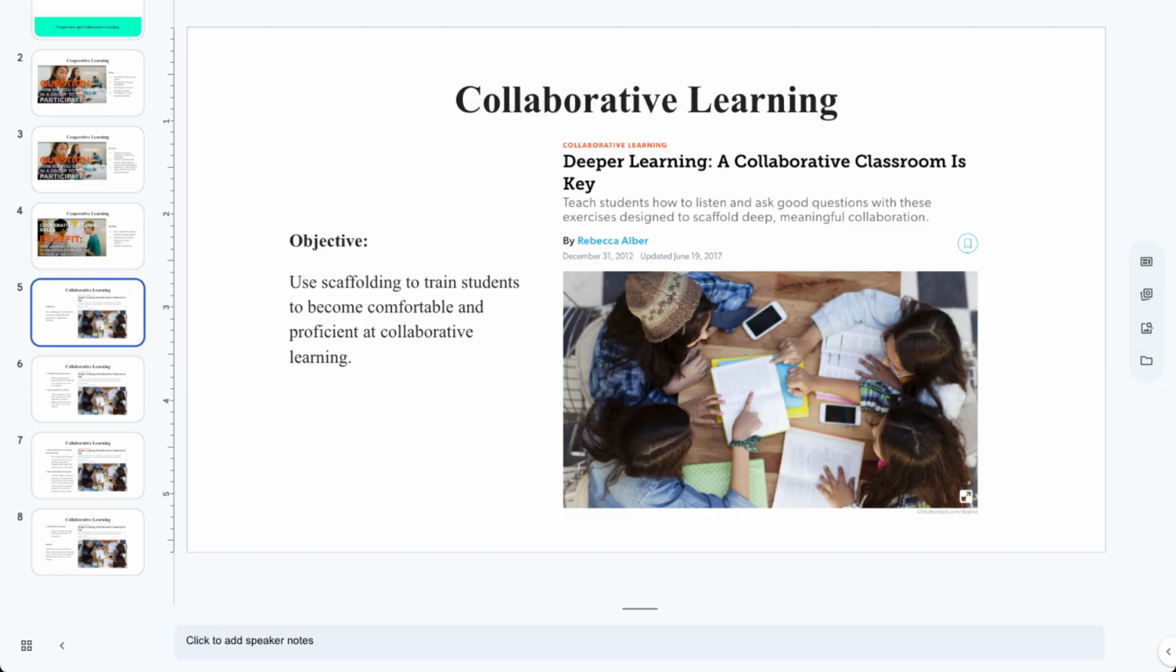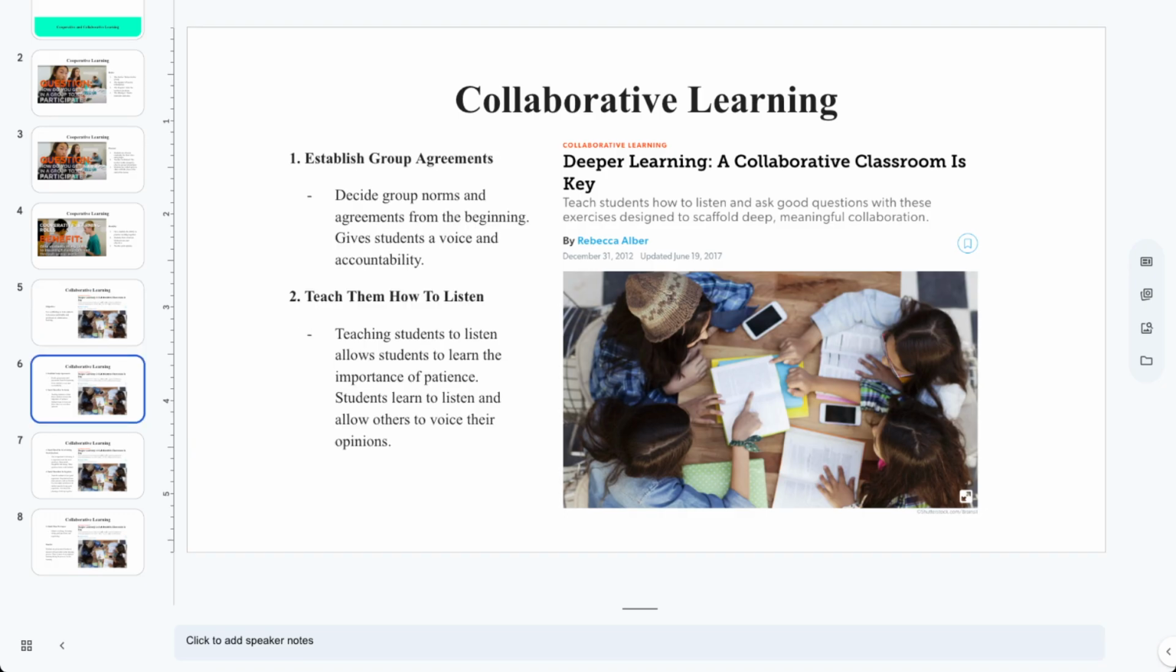The second article that I looked at was collaborative learning, and this one specifically was talking about how a teacher would scaffold the students and their process of collaborative learning, so that way they slowly became more proficient and comfortable with collaborative learning. And so the objective here with this article is use scaffolding to train students to become comfortable and proficient at collaborative learning.